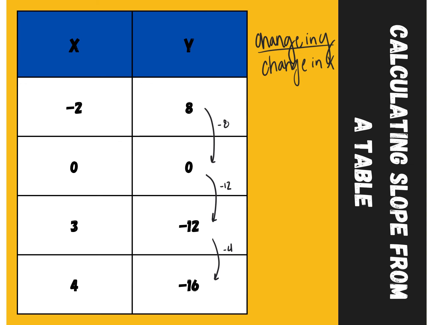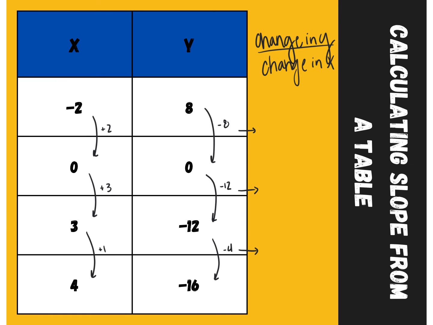Remember, that doesn't mean this isn't a linear relationship. It just means the points we were given are a little bit mixed around on this line. Now my x value is still increasing. It's increasing by 2, then by 3, then by 1. So I'm going to look at all 3 of these comparisons and see if they all come out the same. They should, in a linear relationship, always equal the same thing.